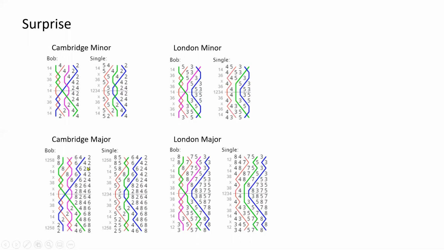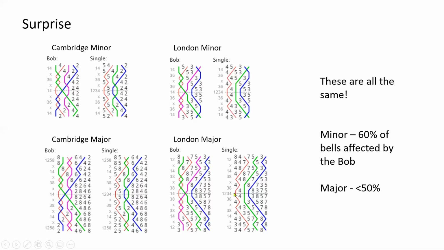Now let's just see how this translates to 8 bells instead. And the good news is, it doesn't get more complicated. The fourths place bob is still made in fourths. Bells in 2-3 cross, and the bells above are not affected. Same with the single, same in London major. They're all the same. You could see that minor is more difficult. 60% of the working bells are affected by a call in plain Bob minor. In the Cambridge minor, 6% of the working bells. In major, it's less than 50%.